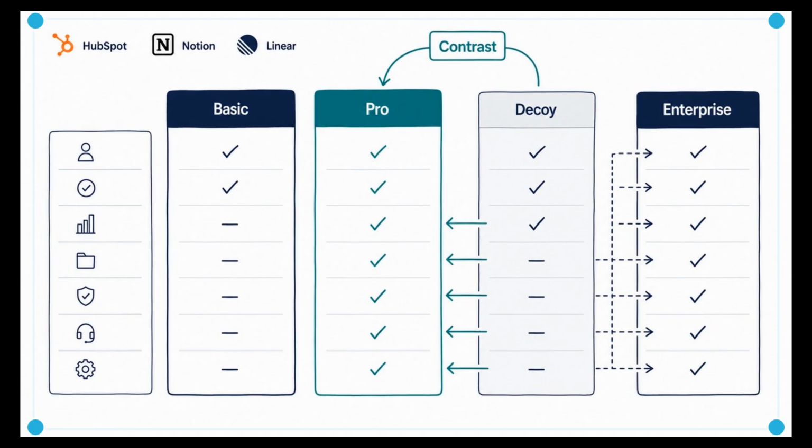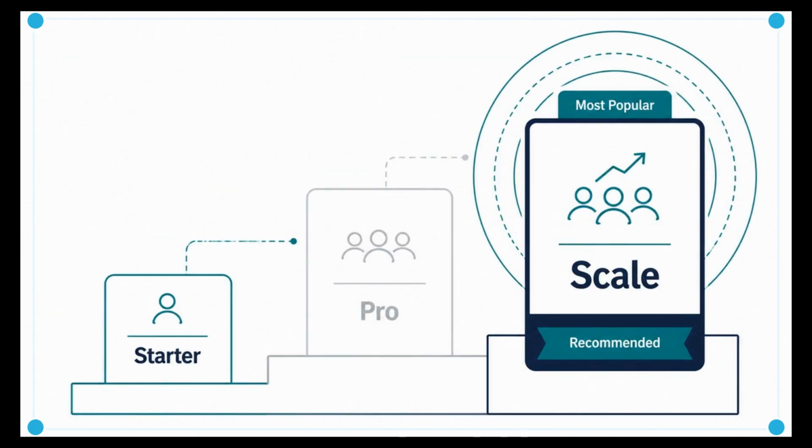Let's talk about the 3-tier model itself, because most SaaS companies implement it without understanding the psychology. The bottom tier is your entry point, usually priced low to remove friction and qualify the buyer.